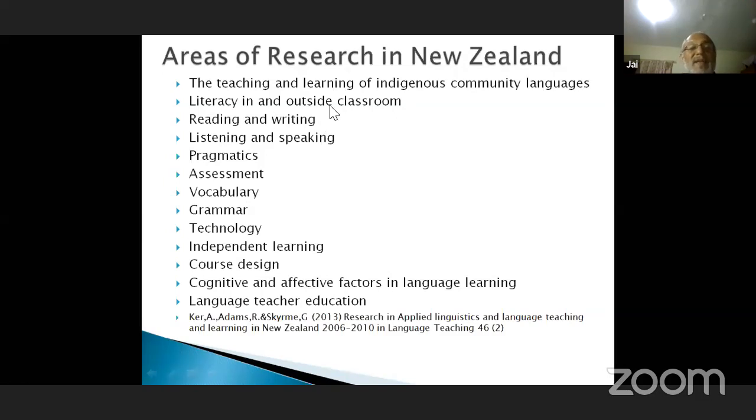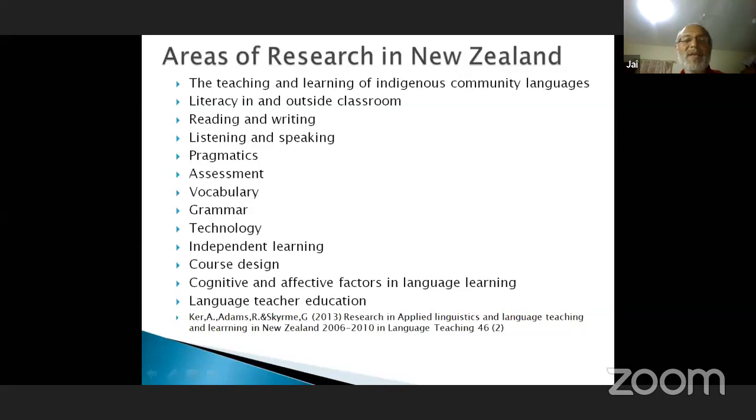Then literacy in and outside classroom, reading and writing, listening and speaking, pragmatics, assessment, vocabulary, grammar, technology, independent learning, course design, cognitive and affective factors in language learning, language teacher education, which gets the least priority there because most of the teachers are trained there.